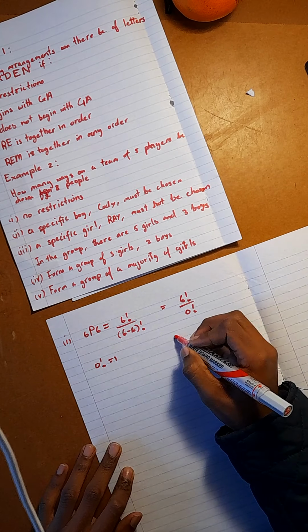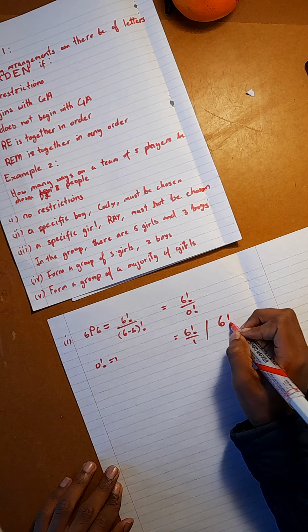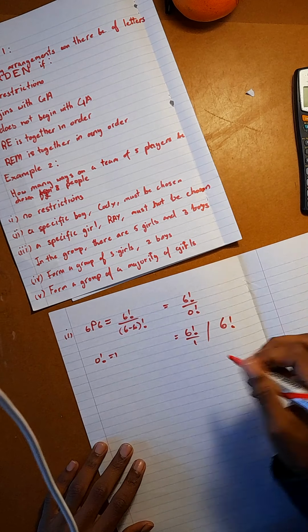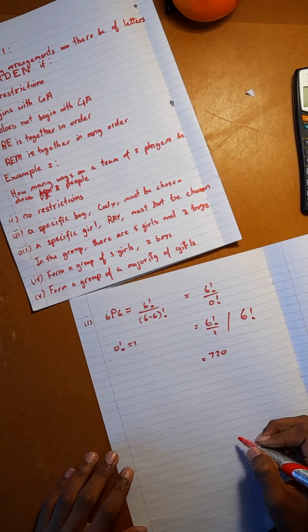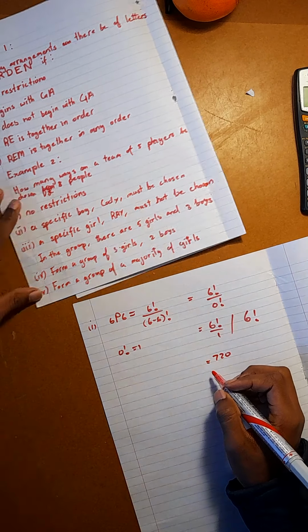So it's going to be 6 factorial over 1, or just 6 factorial. We calculate 6 factorial, and it gives us 720. Okay, let's go to part 2.